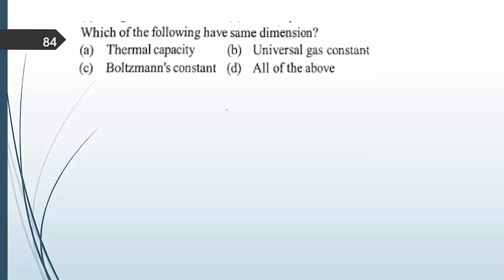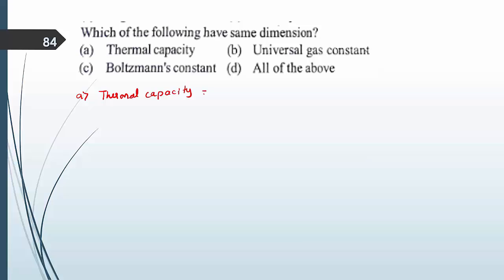Question number 84. Which of the following have the same dimensions? Options are given: thermal capacity, universal gas constant, Boltzmann constant, all of the above. Yes, we can observe one by one. Option A is given, thermal capacity.